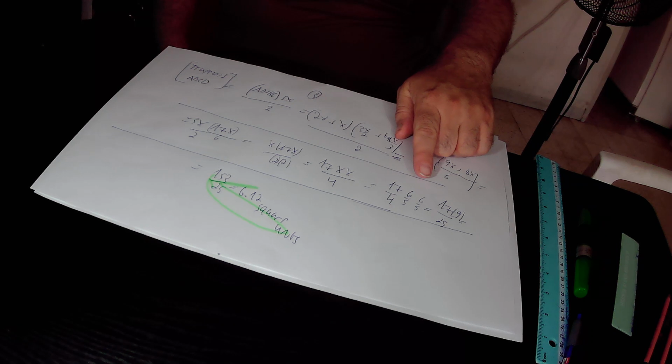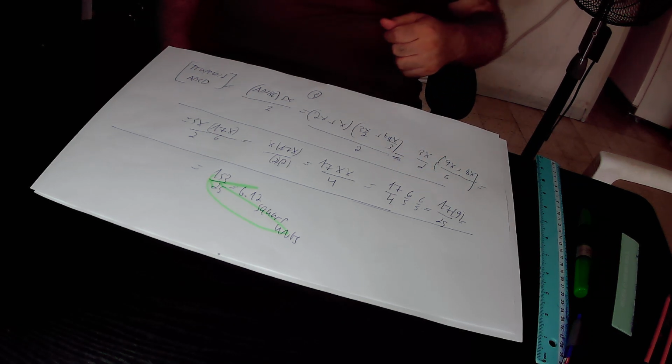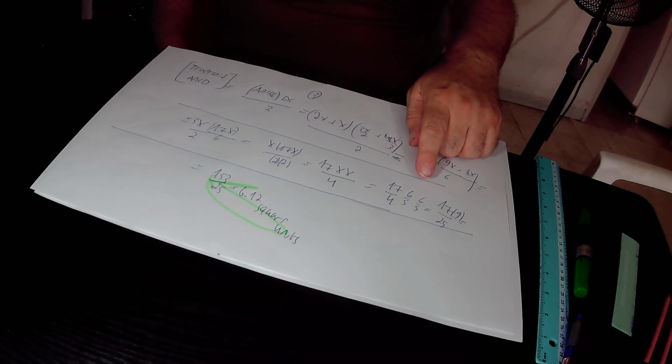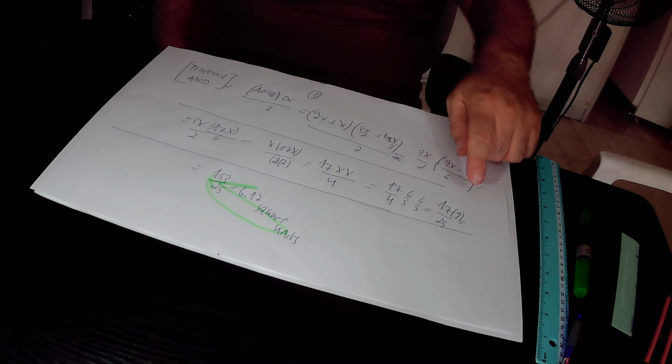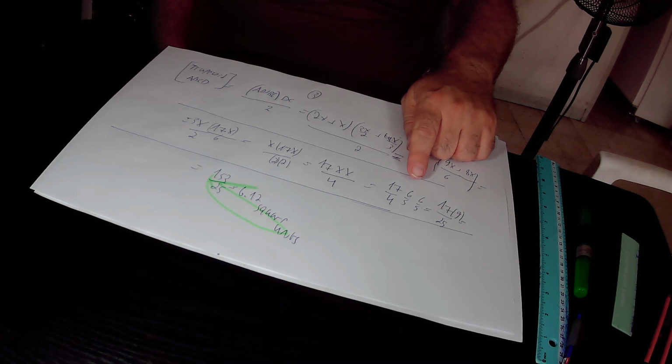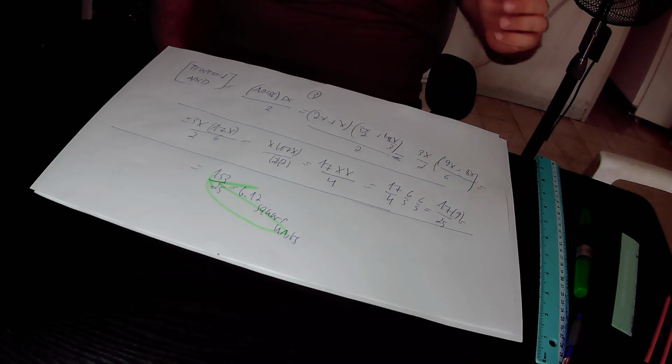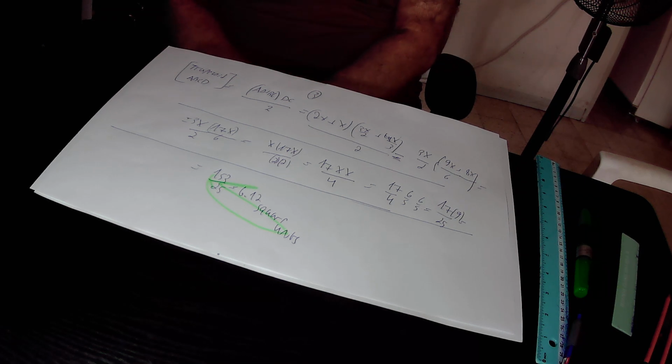We have 6 times 6, that is 36, and 36 over 4 is 9. So instead of 36 over 4, we write down 9. So it will be 17 times 9, and 5 times 5 is 25. So in total, we found that the area of ABCD equals 17 times 9 over 25. 17 times 9 is 153 over 25. So 153 over 25 is 6.12 square units.